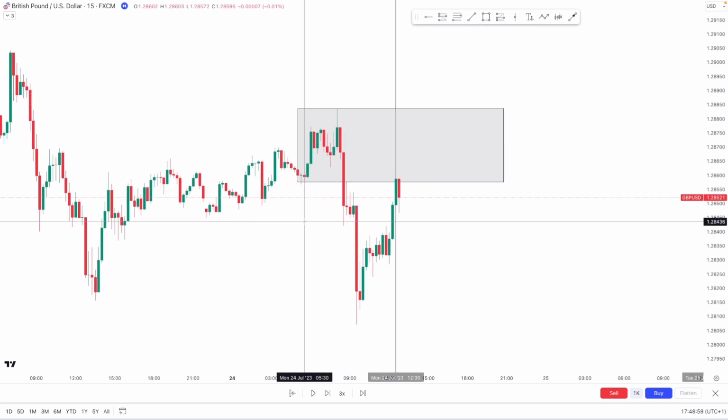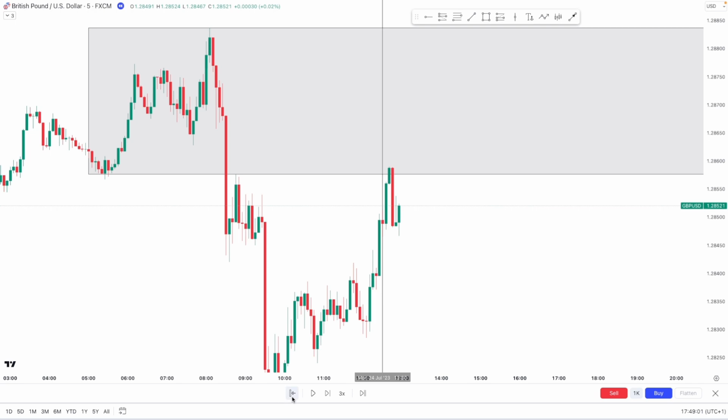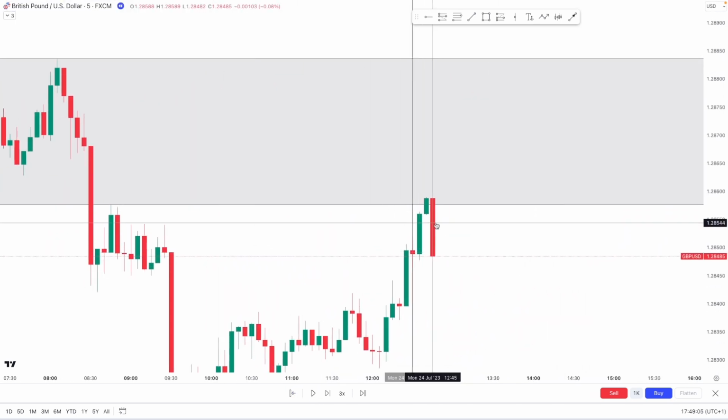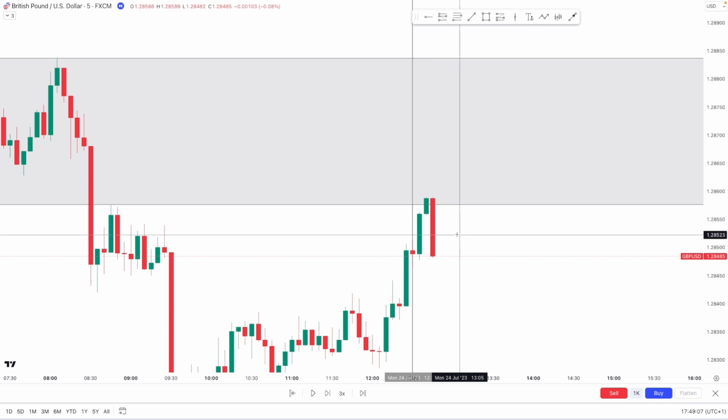Okay, so now we go down to the 5-minute time frame. As soon as price tapped into that, did we have a bearish engulfment candle? As you can see, this red candle bearish engulfs this green candle. So yeah, that's perfectly fine.